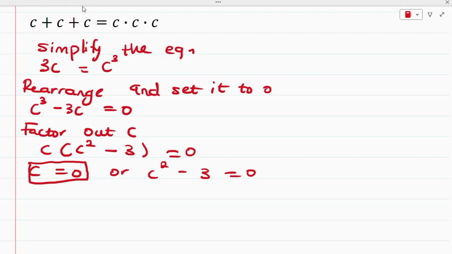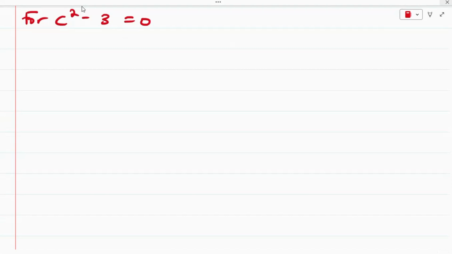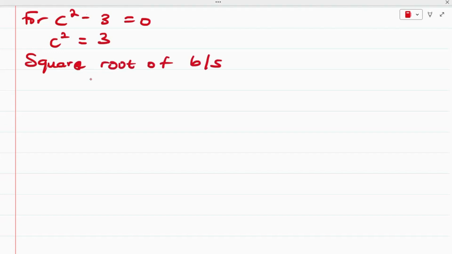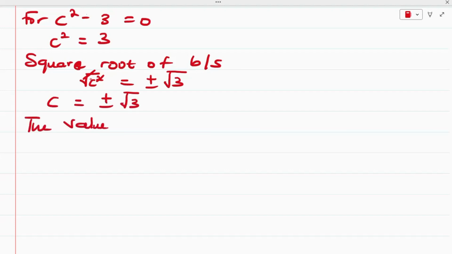So let's simply solve for this. So we say for c squared minus 3 equals 0, first one, this is going to become c squared is equal to, when this crosses here, it becomes 3. So the next thing you want to do is to simply take the square roots of both sides. So this is going to become the square root of c squared equals plus minus the square root of 3. So this is going to cancel out this. So we have c is equal to plus minus the square root of 3. So therefore the values of c, we have it to be c equals 0, c equals plus root 3, and c equals minus root 3.